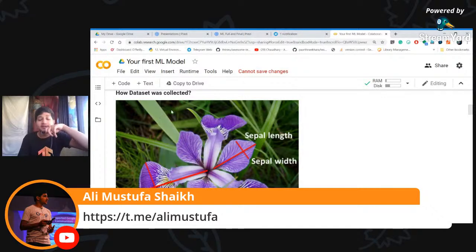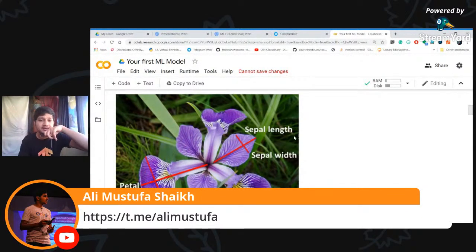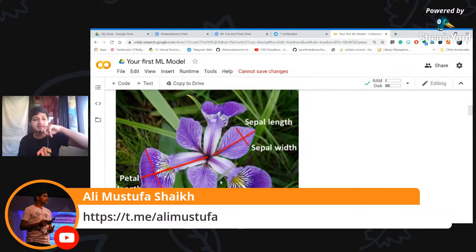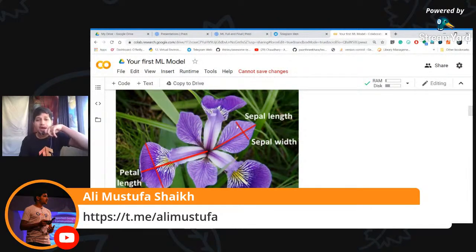So how was the data set collected? The data set had four columns, so total five columns: one target, that is Y, and four X. So X1, X2, X3, X4, four features and one Y, that is the target. The four X's were sepal length, sepal width, petal length and petal width. What is a sepal and what is a petal? You can see I have visualized it. This is how a sepal looks and this is how a petal looks. The scientist collected the length of the sepal in centimeters and the petal in centimeters.